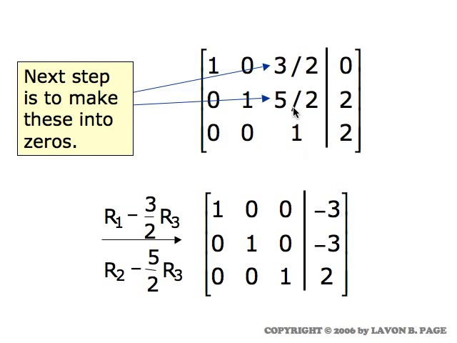And the final act of turning the 5 halves into a 0 is accomplished by row 2 minus 5 halves times row 3. 0 minus 5 halves times 0 is 0. 1 minus 5 halves times 0 is 1. 5 halves minus 5 halves times 1 is 5 halves minus 5 halves, which is 0. 2 minus 5 halves times 2 is 2 minus 5, which is minus 3. We're done.